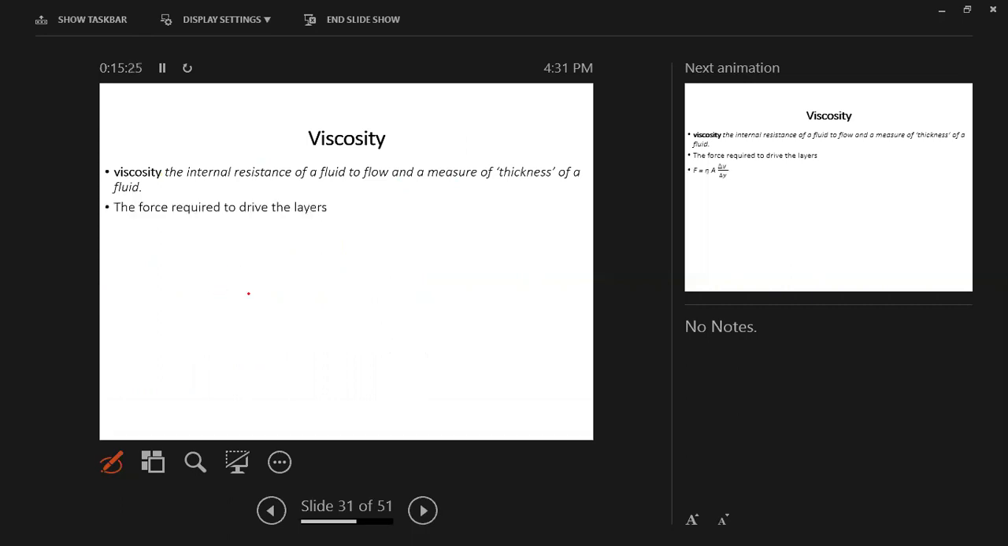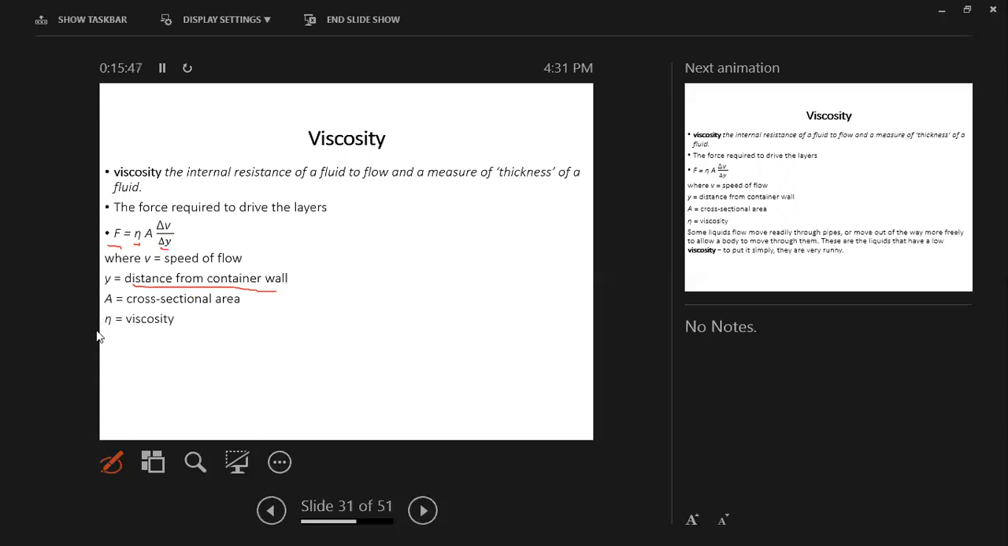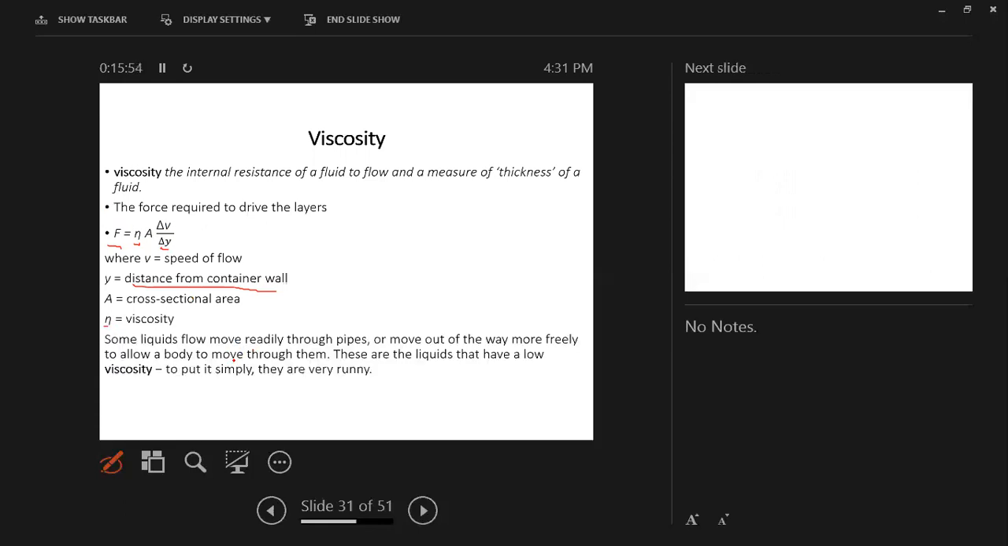viscosity. So the force required to drive the layers is going to be F = eta times A times change in velocity over change in distance from the container wall. This dy stands for distance from the container wall. A stands for cross-section area. Eta is a Greek letter, it's not n, it's eta. It stands for viscosity.